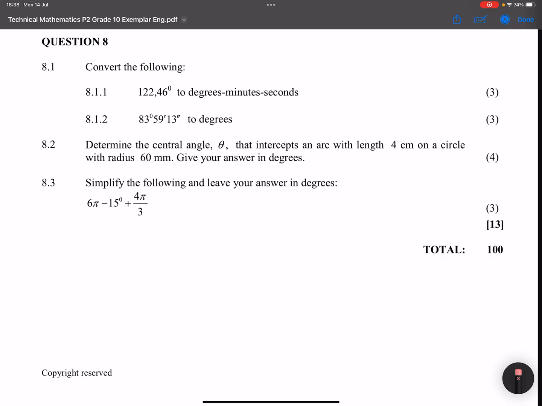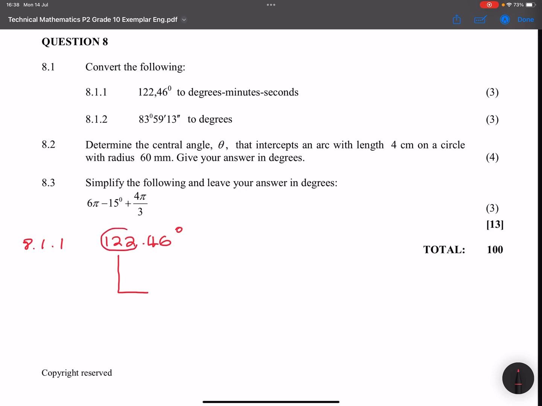They say convert 122.46 degrees to degrees, minutes, seconds. Now, ladies and gents, this is quite an easy calculation, so I'm going to show you how to do it. If you've got 122.46 degrees, the first thing is that we're going to have this part over here, which means that's going to be our degrees.